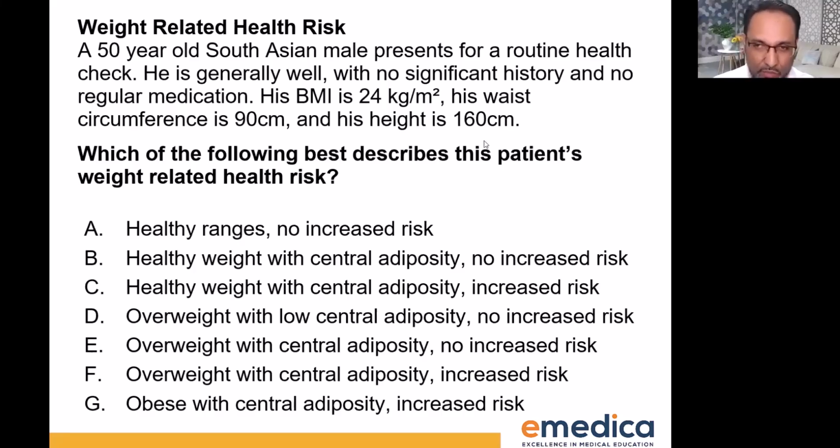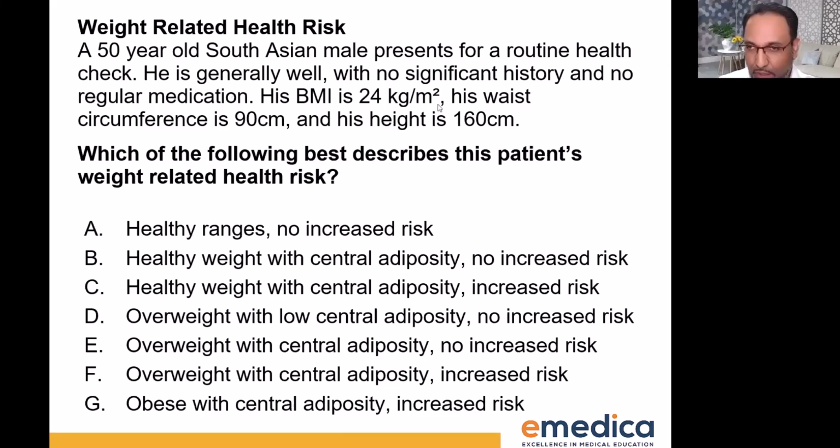Now, you already learned how to calculate that. So you're going to do 90 divided by 160 to get the waist to height ratio. That's 0.56. So we talked about that. That suggests increased central adiposity, increased risk. Now, at what category does this BMI place this patient? Are they in the healthy range, overweight, obesity 1, obesity 2, or obesity 3? That's the broader thing that's being tested here, right?